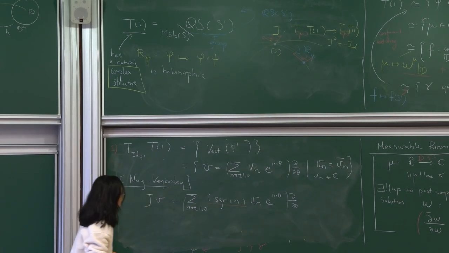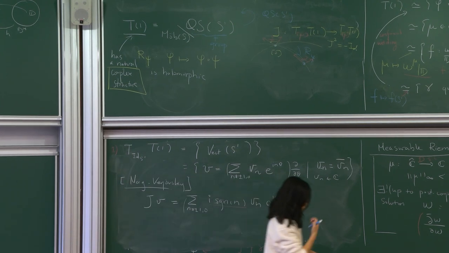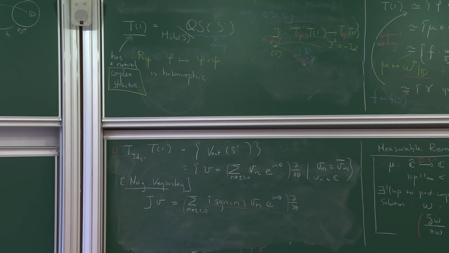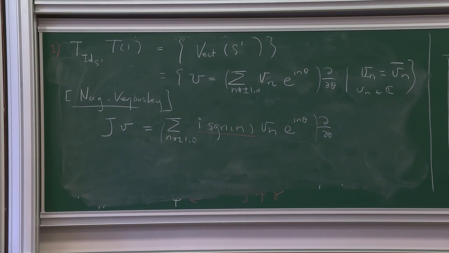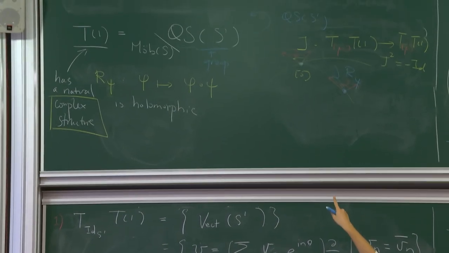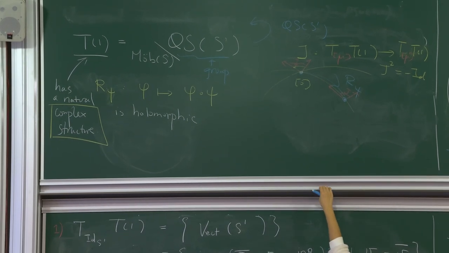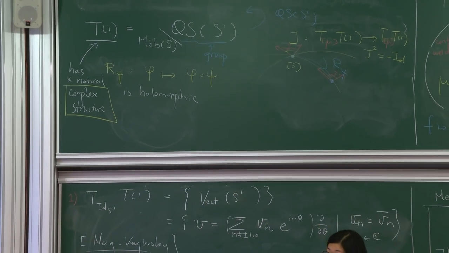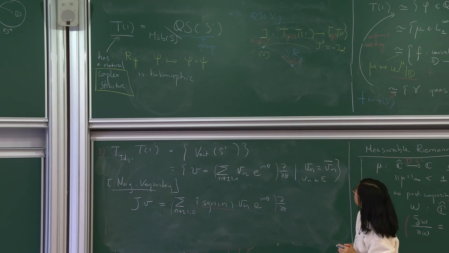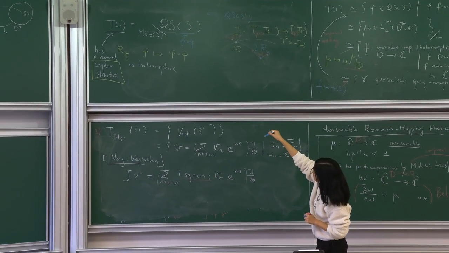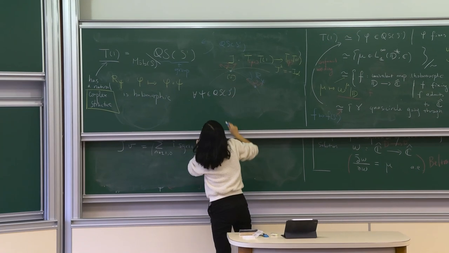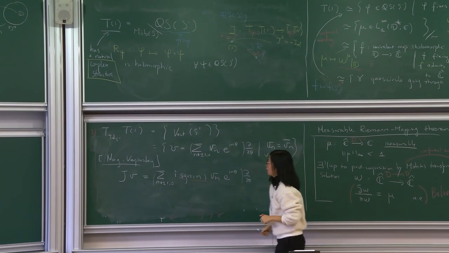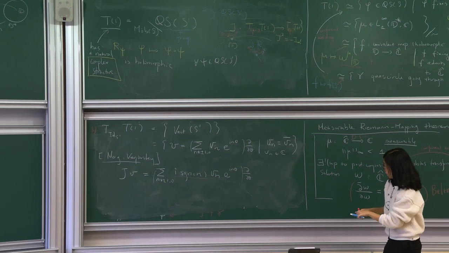Okay. Are there questions? This is about the complex structure on the universal Teichmüller space. Psi is any element of the quasi-symmetric group. Here, I can move my points using the right multiplication. So this R psi is holomorphic for any psi.